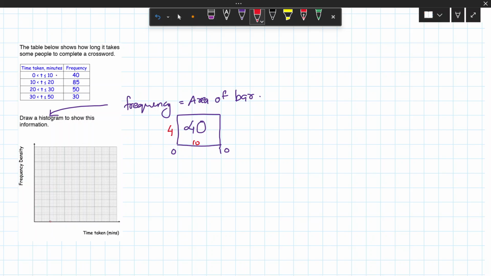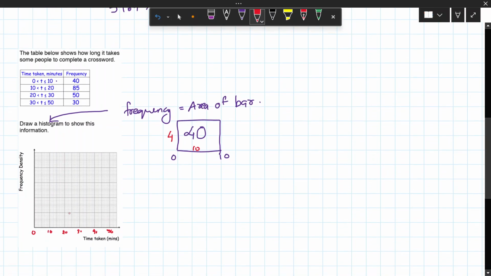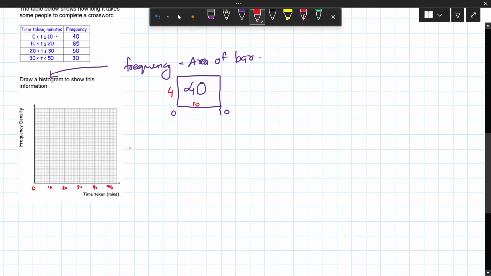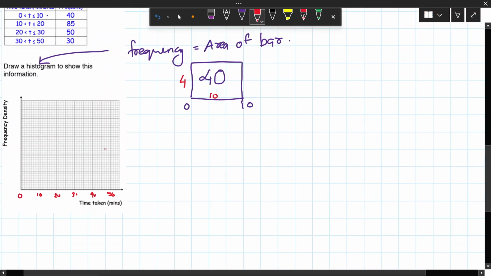What we're going to do is, first, we've got to go from 0 all the way to 50. So let's do 0, 10, 20, 30, 40, and 50. Let me see if I can zoom in. There should be some way in which, oh yeah, I can zoom in.